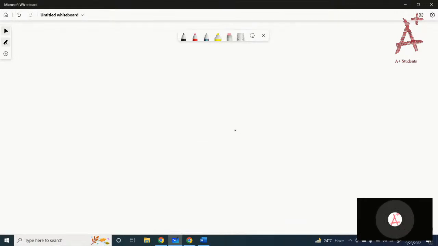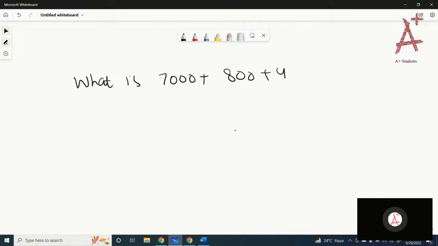Okay, what is 7,000 plus 800 plus 40 and plus 6? What you have to do, you don't have to actually add them. They are just telling you the place values of each number. 7 is at the thousands position, 8 is at the hundred position, 4 is at the tens position, and 6 is at the ones position.